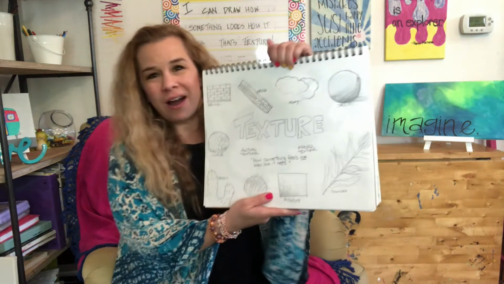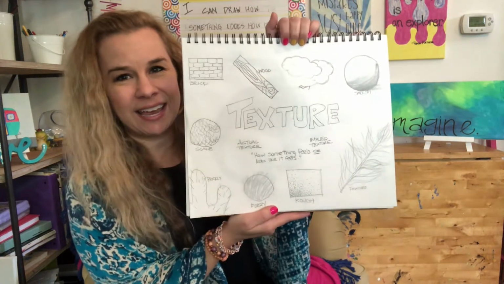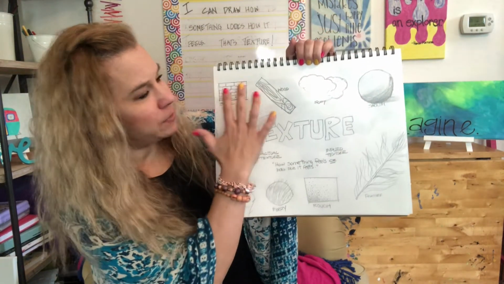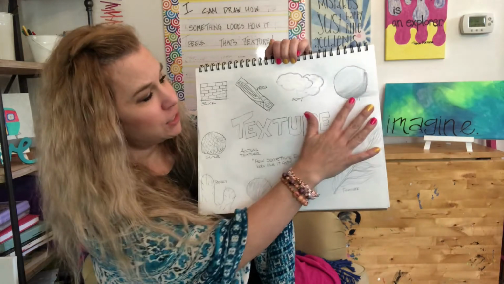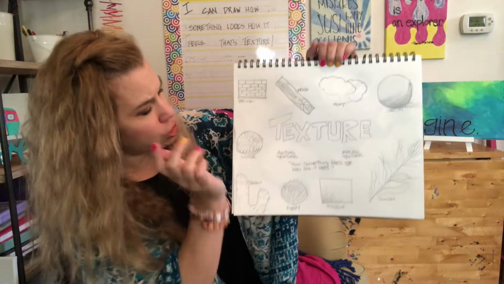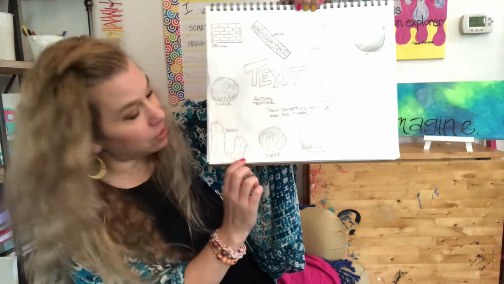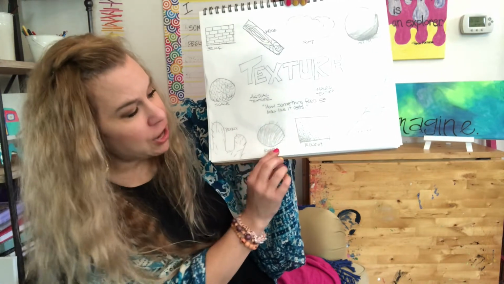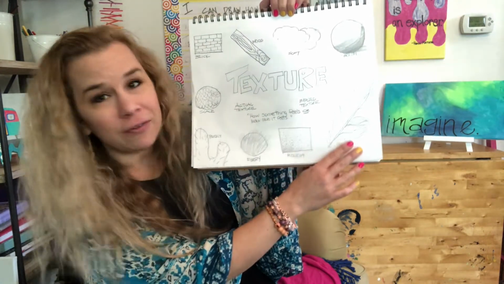Friends! Today we're going to talk about texture. Texture is how something feels or how it looks like it might feel. So artists, look at what I have for you today. Texture can be many different things. Smooth, soft, wood, brick, scales, prickly, furry, rough, a feather.